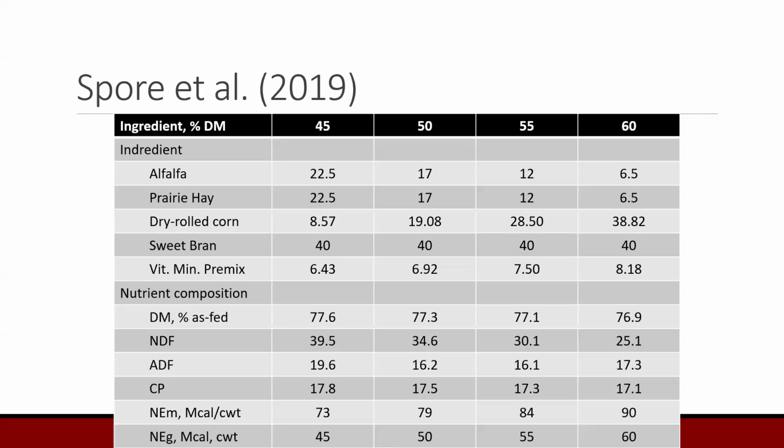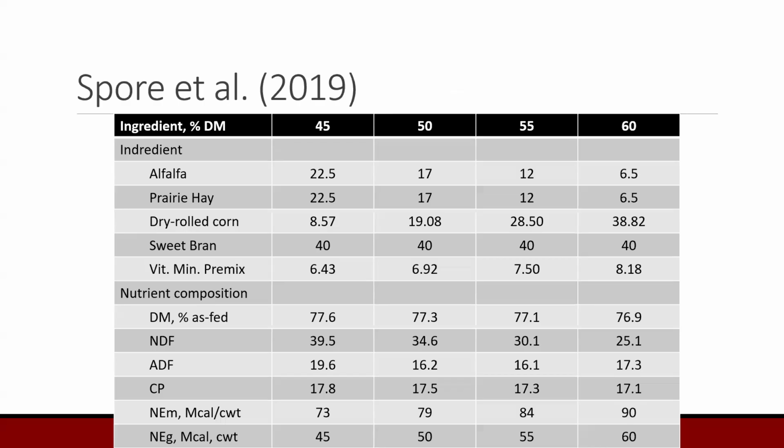As energy concentration increases, they're 45, 50, 55, 60. Those are megacalories of NEG. You can see the different diets. So here we have alfalfa hay, prairie hay, dry rolled corn, sweet bran, and then their vitamin mineral premix. And then this shows you the nutrient concentrations.